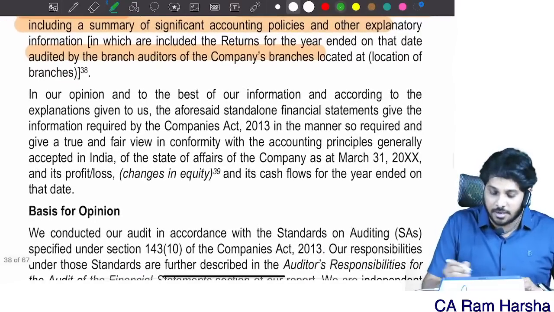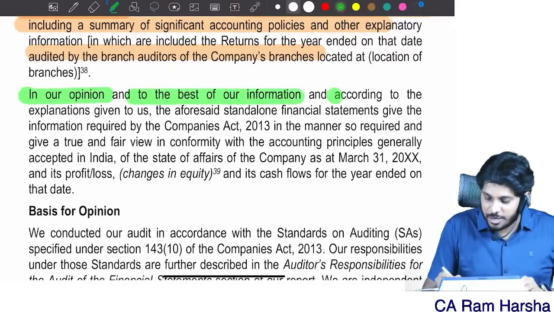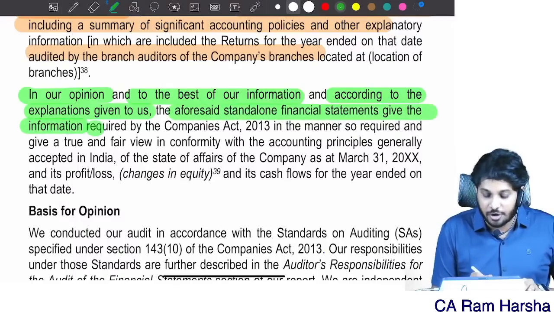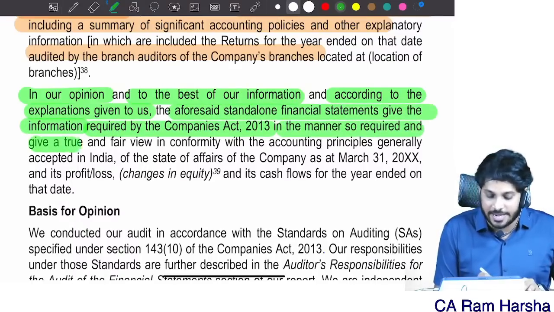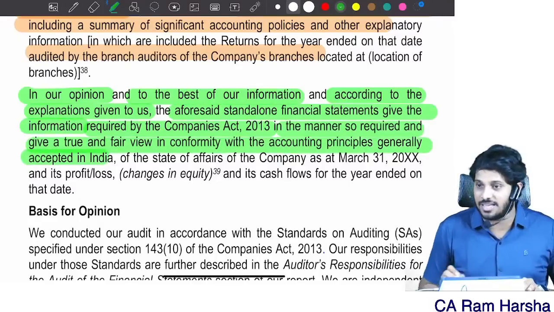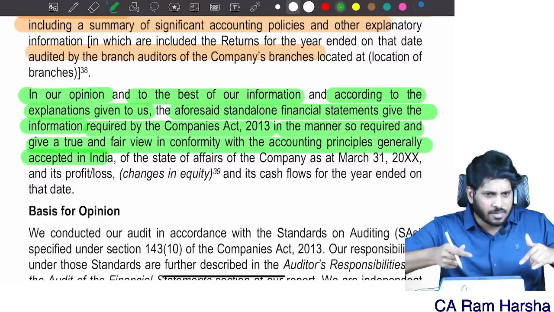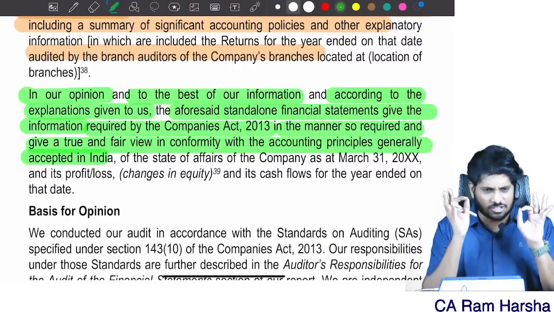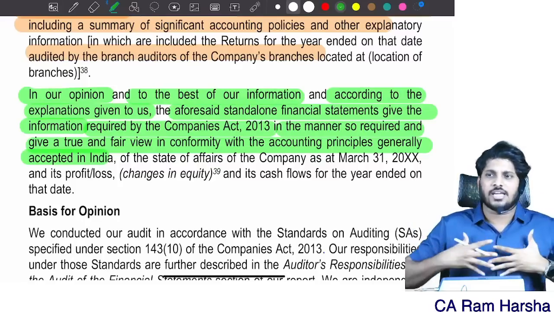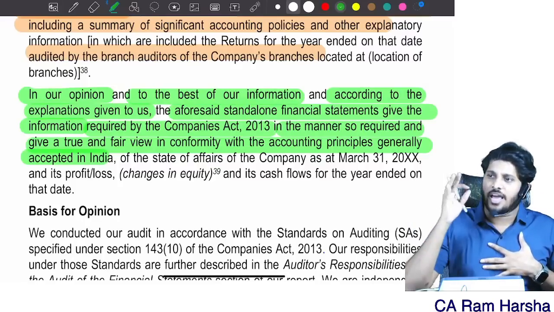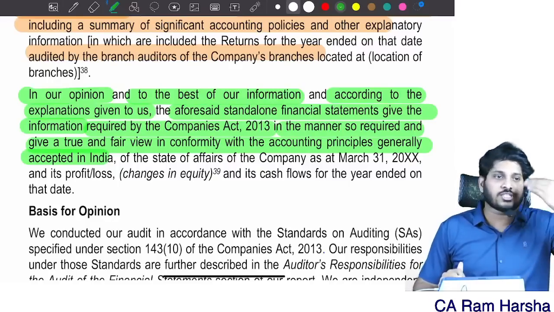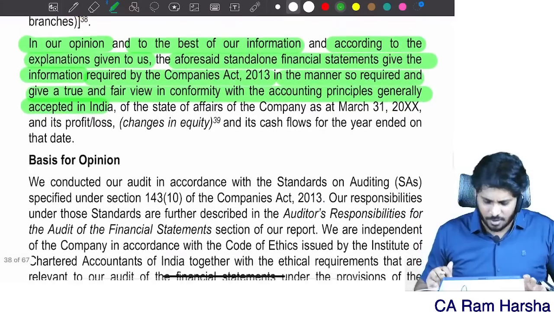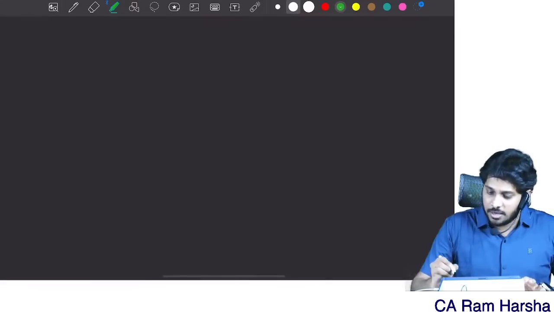Okay, what is your opinion? In our opinion, to the best of our information, according to the explanation given to us, the aforesaid standalone financials give the information required by the Act in the manner so required and give a true and fair view in conformity with the GAAP. Did they use any exceptions, exclusions, or "subject to"? Nothing. Straight away a clean opinion. In our opinion, to the best of our information, according to the explanation given to us, the aforesaid financial statements give a true and fair view. Clearly they gave it, correct?